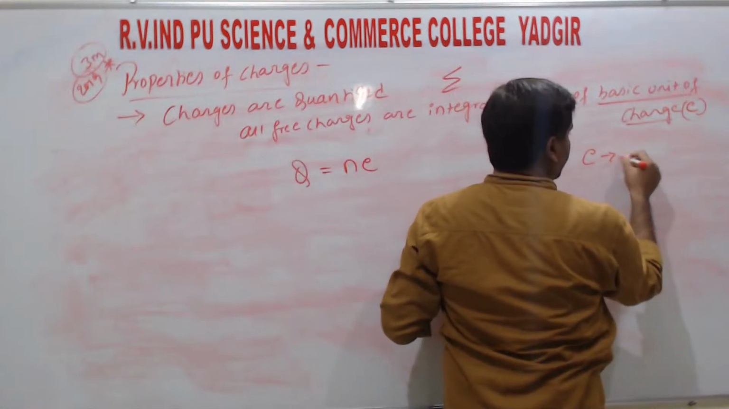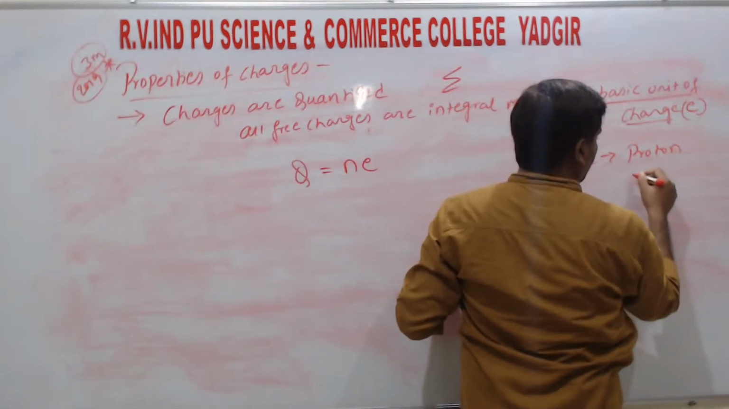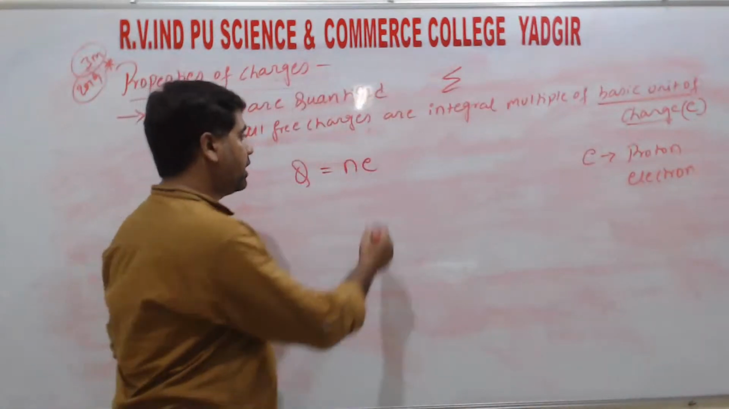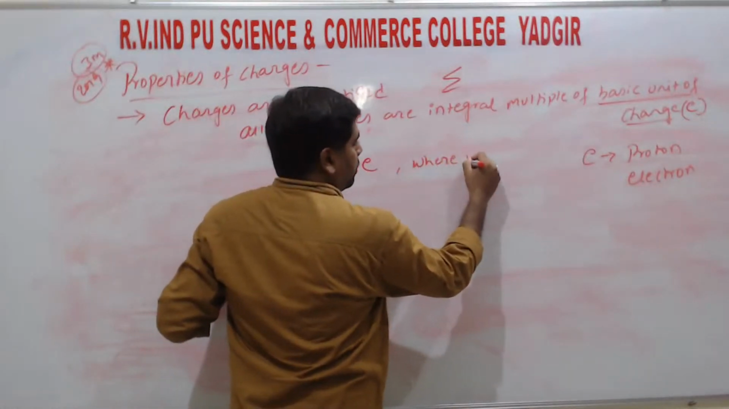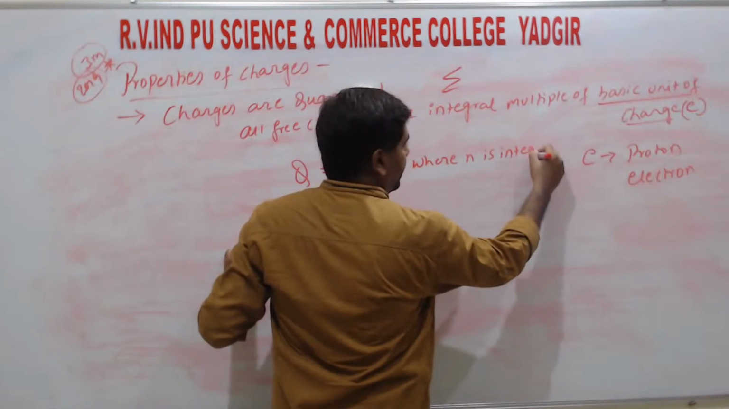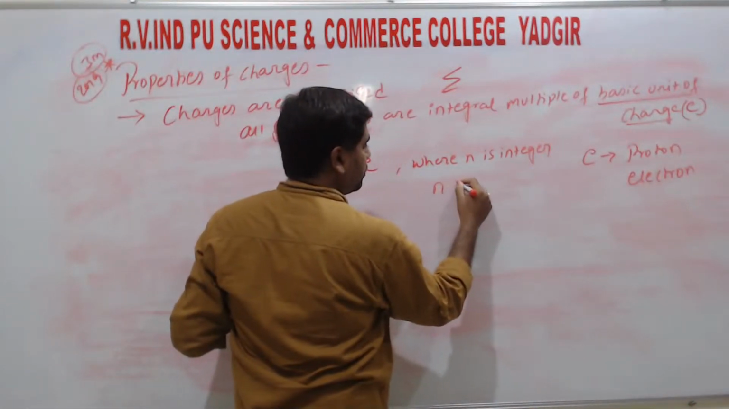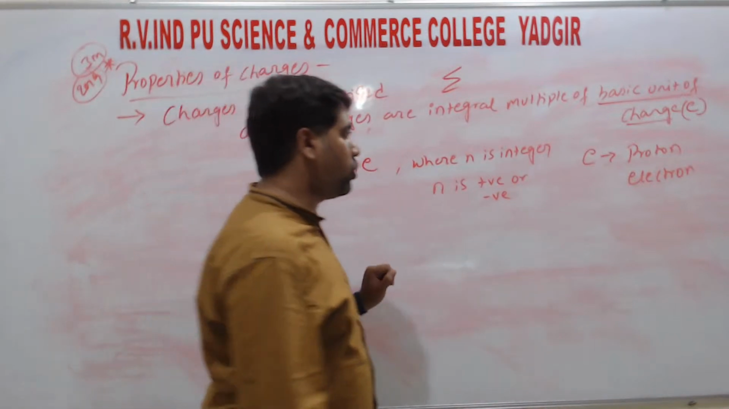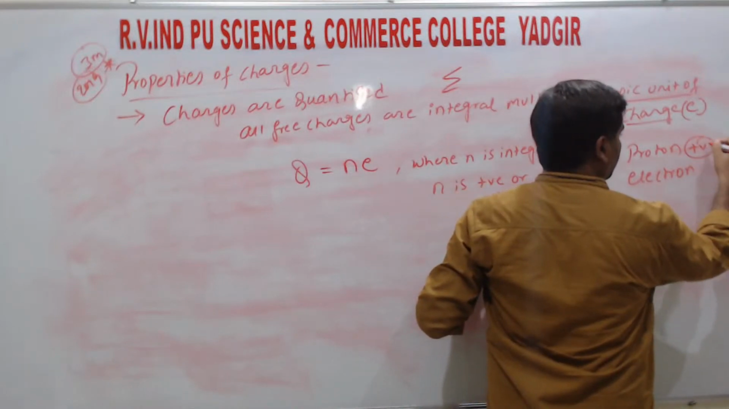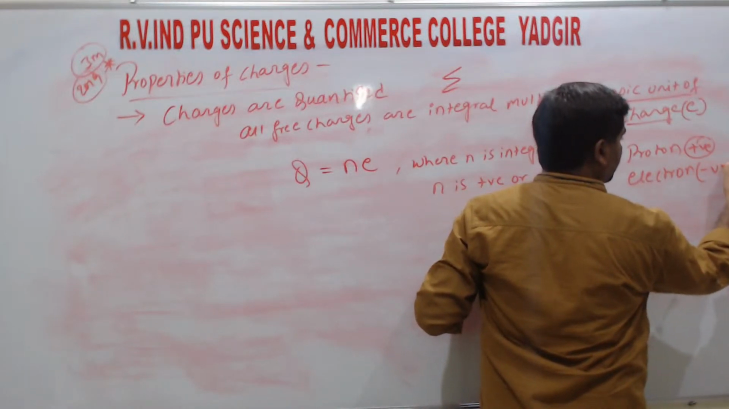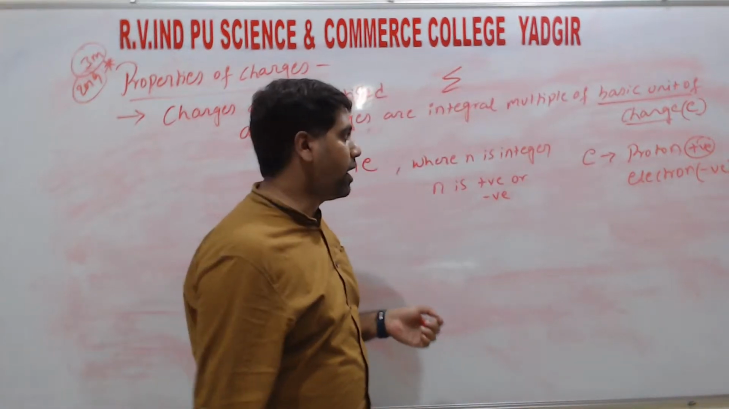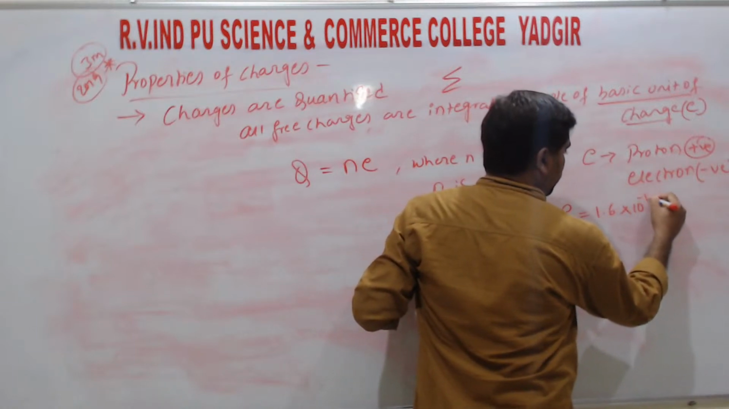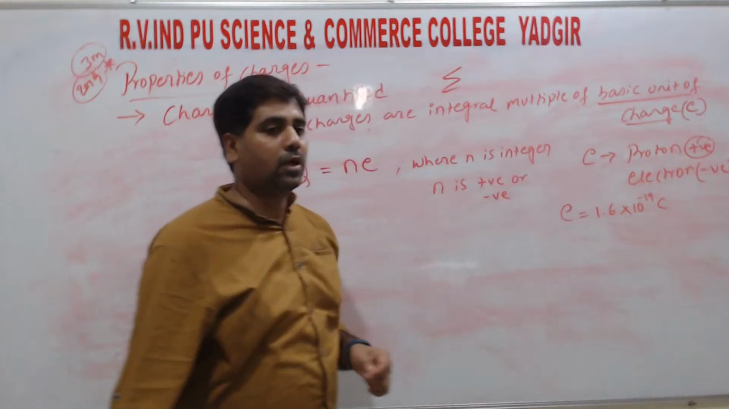This E is either a proton or an electron, where N is an integer, either positive or negative. If N is positive, then it is a proton. If N is negative, then it is an electron. The value of the basic unit of charge E is equal to 1.6 into 10 to the power of minus 19 coulomb.